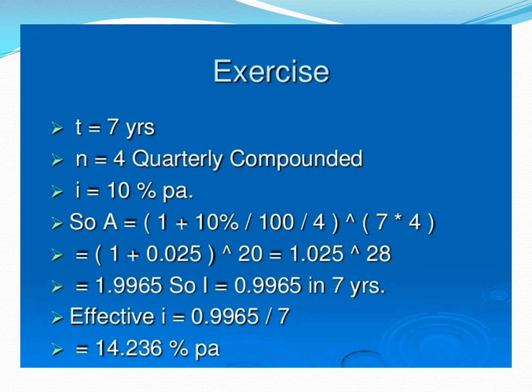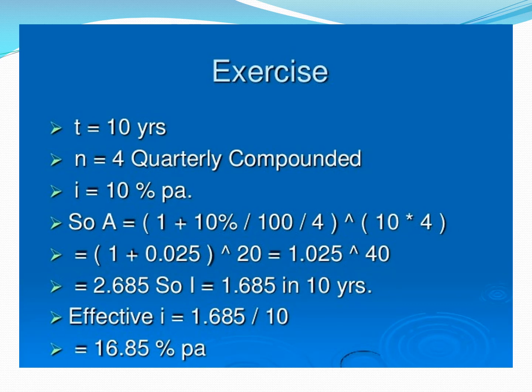In case the time period is 7 years, n equal to 4 for quarterly compounding, and the interest rate is 10% per annum. Therefore, the amount equal to (1 plus 10 by 100 divided by 4) power of 7 into 4, which is 1.99965. The interest is 0.9965 divided by 7. Therefore, lastly we get the rate as 14.236% per annum.